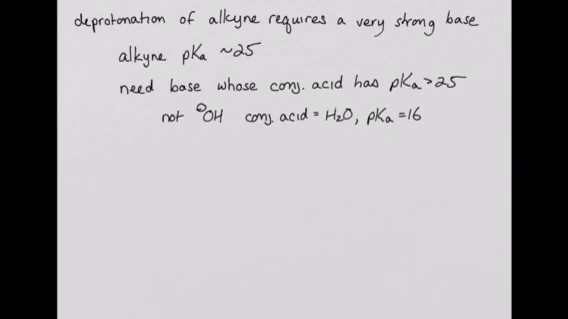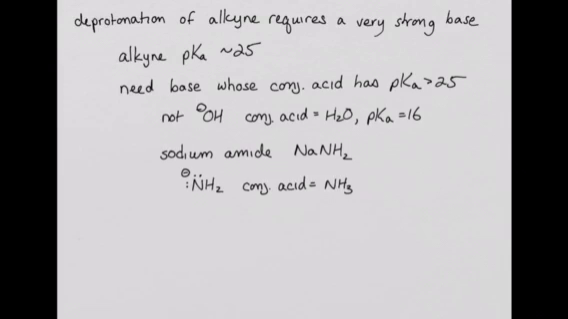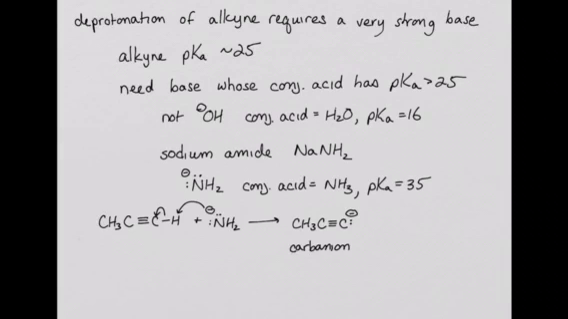Typically, the very strong base that is used to deprotonate an alkyne is called sodium amide. In solution, sodium amide dissociates to give sodium ion and NH2-. The conjugate acid is ammonia, whose pKa is 35. Therefore, sodium amide is a strong enough base to deprotonate an alkyne. This produces a carbanion, a negatively charged carbon. More specifically, we call this an acetylide ion, when the carbanion is on a carbon of a triple bond.